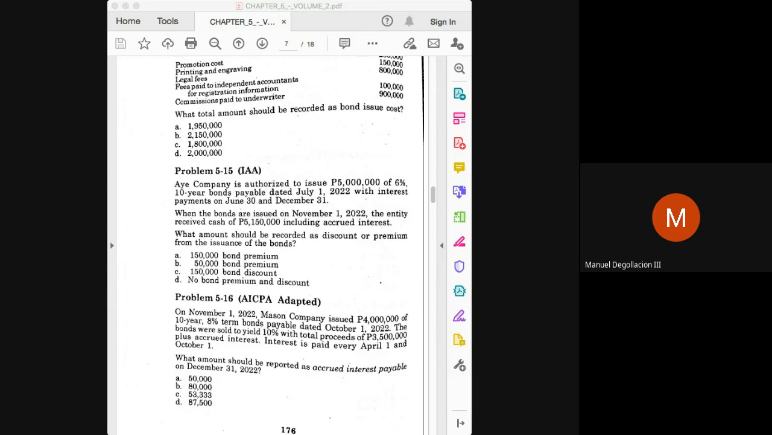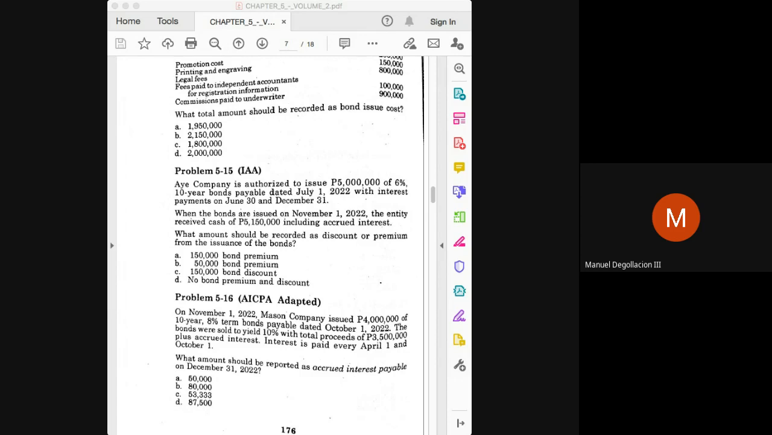A bond is considered to be sold at a discount if the price on the bond is lower than the face value. Okay, and then conversely, a bond will be considered to be sold at a premium if the price is greater than the face value. So very simple. If the selling price is lower, then it is at a discount. If the selling price is higher than the face value, then the bond will be considered to be at a premium. Okay.